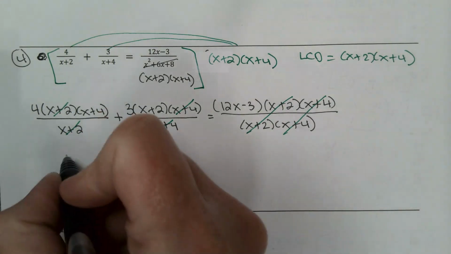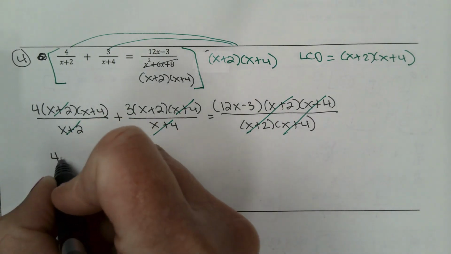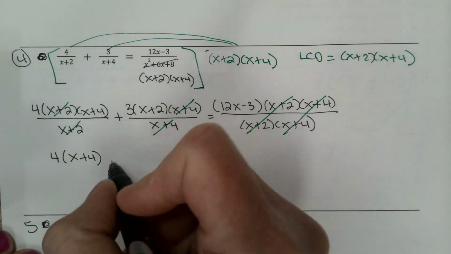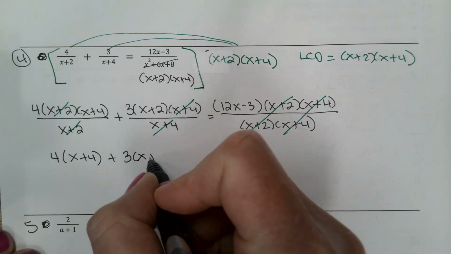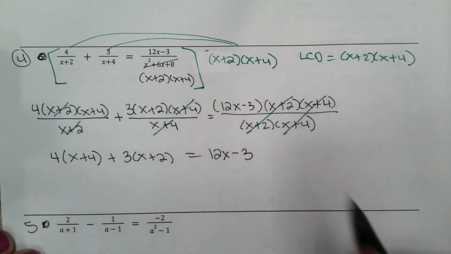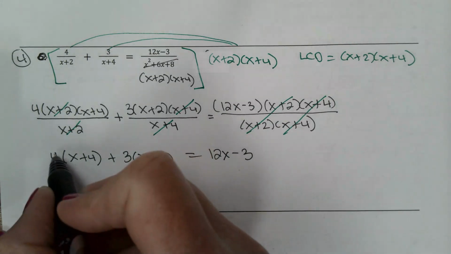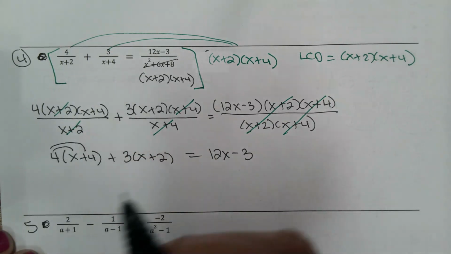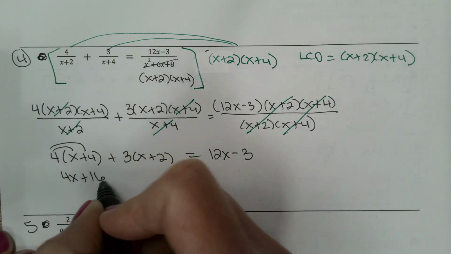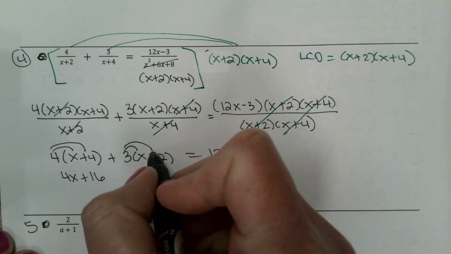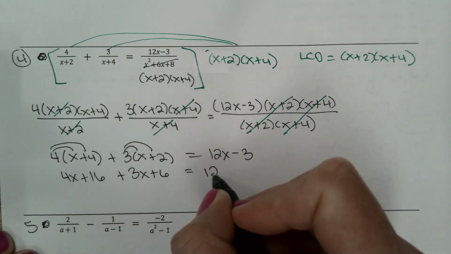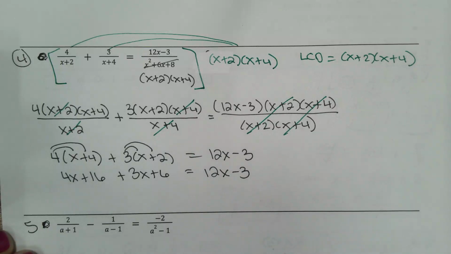All right, so what do I have left? I'm going to clean this up a little bit. I have a 4 and an x plus 4. I'll distribute in a minute. I have a 3 and an x plus 2. And I have a 12x minus 3. Let's distribute and clear parentheses and do algebra and solve this. So that gets me 4x plus 16. Distribute, you get 3x plus 6 equals 12x minus 3.